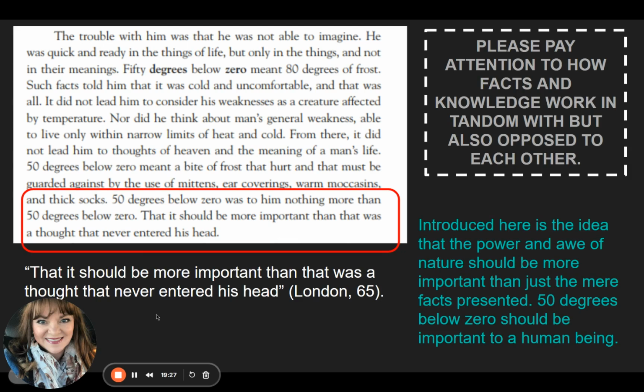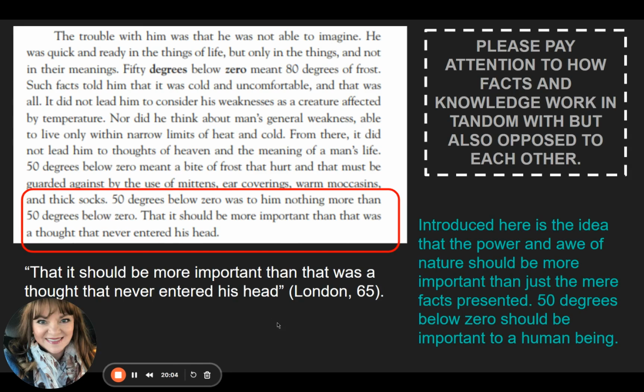I did also circle, you can see here in red, this part that says 50 degrees below zero was to him nothing more than 50 degrees below zero. That it should be more important than that was a thought that never entered his head. I think that's important, especially that line, that it should be more important than that was a thought that never entered his head. That's a lot of thans. Woo! One, two, three in that sentence.